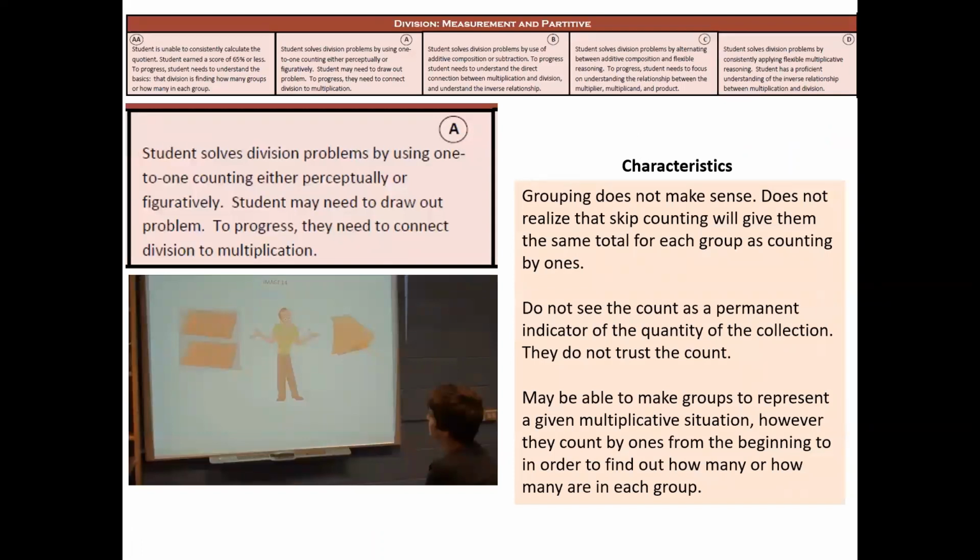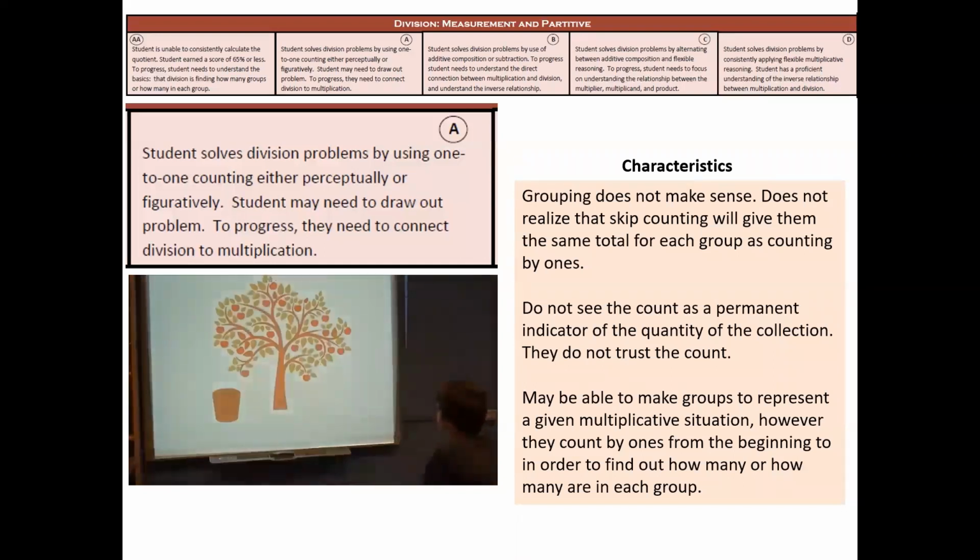So now we're going to go through the division. Remember, we learned earlier about measurement division and partitive division. And just like level A represents some type of counting by ones, level A here represents a student who tries to solve division problems by using the one-to-one counting strategy, either perceptually or figuratively. The student may need to draw out the problem. To progress, they may need to connect division to multiplication. The characteristics are very similar because multiplication and division are inverses, so you're going to see a lot of parallels. Let's take a look at what a level A student looks like.